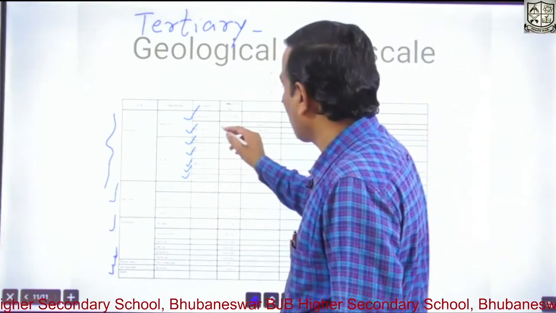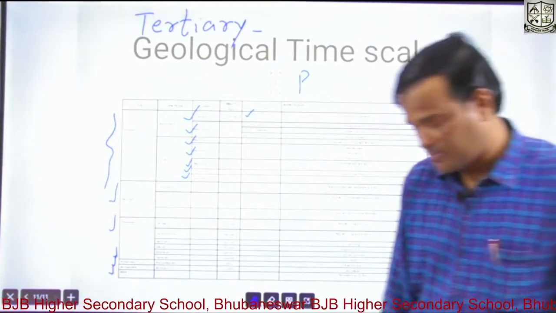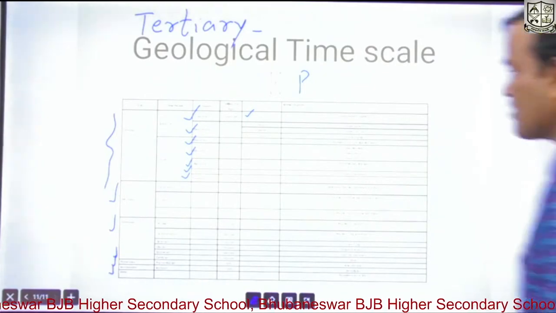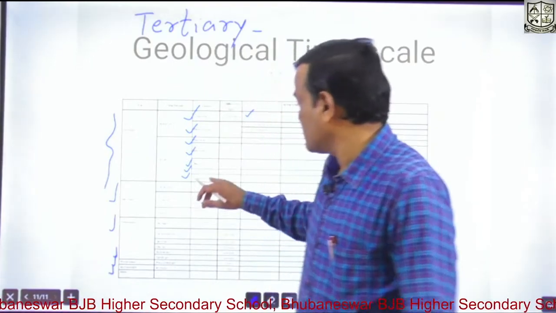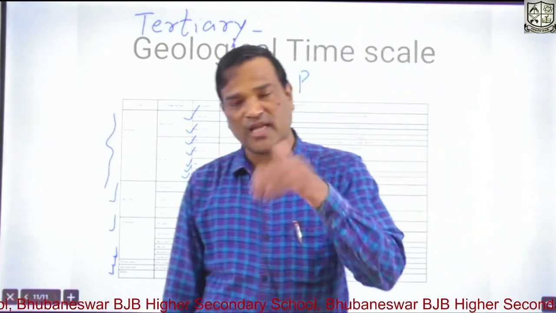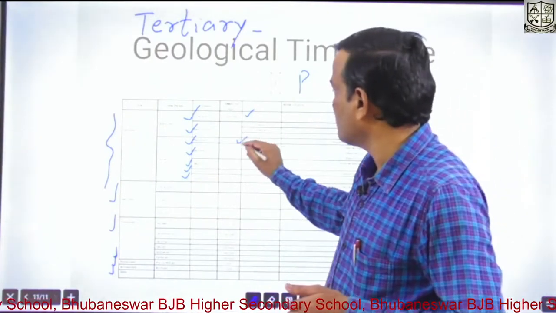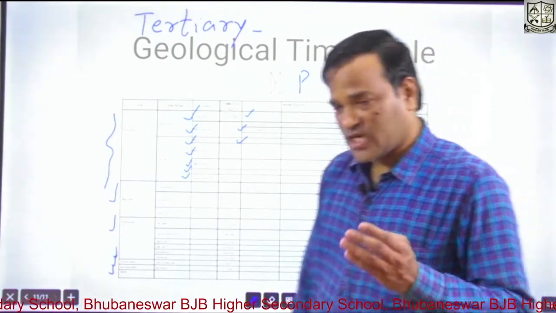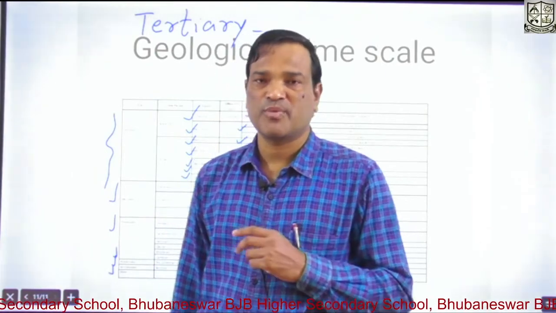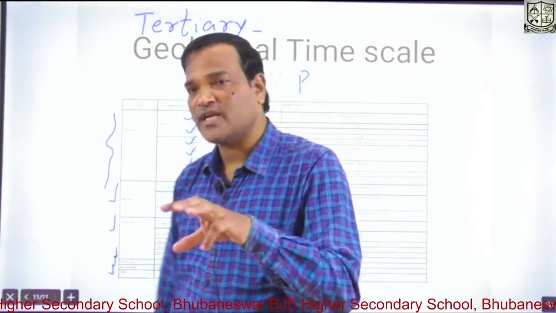So, the Holocene is 10,000 BP, before present. The Pleistocene is 3 million years ago. Paleocene is 75, then the Eocene is 58 million years ago, then the Oligocene 39 million years ago, then the Miocene 28 million years ago, Pliocene 12 million years ago, and Pleistocene 3 million years ago. So, 10,000 years BP, then 3 million years, then 12, then 28, 39, 58, and 75 million years ago.